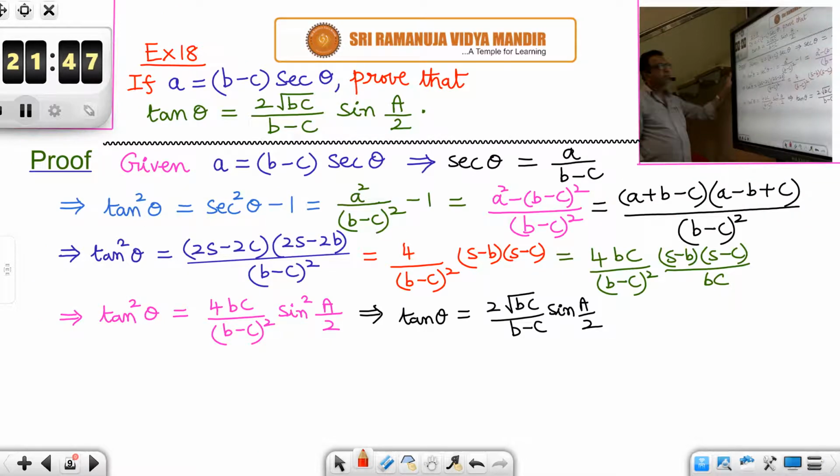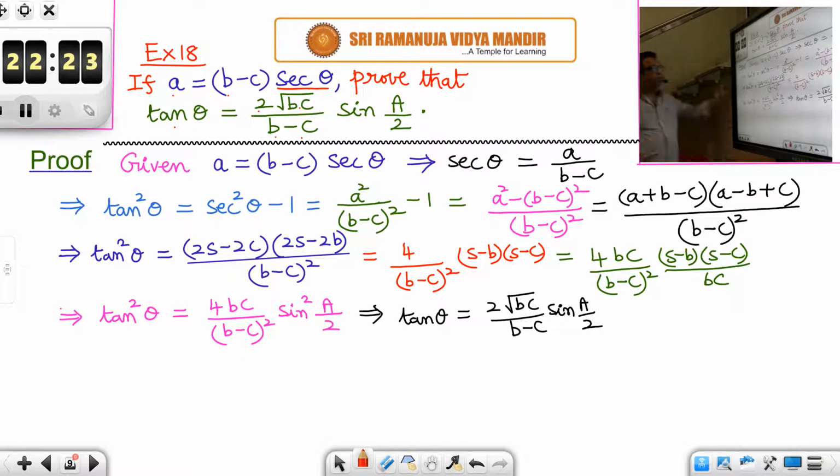If a is equal to b into secant theta, theta is not connected to the triangle. Angles of the triangle are capital A, capital B, capital C. So theta is something else external. Okay. a is equal to b minus c into secant theta. Then prove that tan theta is equal to 2 into square root of bc by b minus c sin A by 2. Secant theta is given, he is asking tan theta.